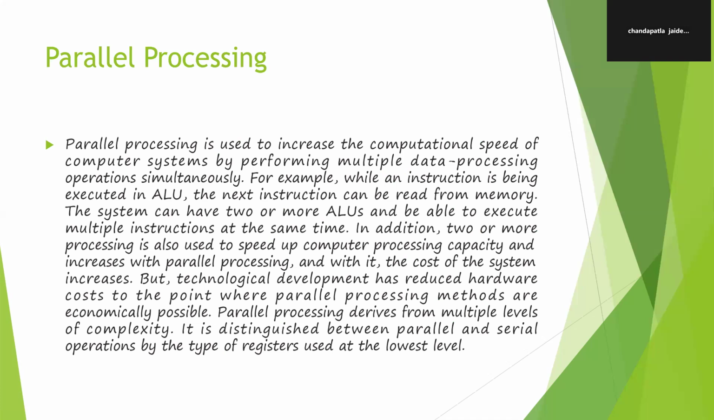In addition, two or more processors are also used to speed up computing, and processing capability increases with parallel processing, and with it the cost of the system increases. But technological development has reduced hardware costs to the point where parallel processing methods are economically possible. Parallel processing derives from multiple levels of complexity. It is distinguished between parallel and serial operations by the type of registers used at the lowest level.